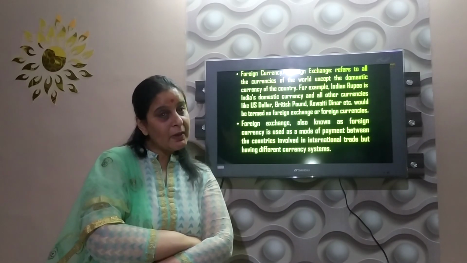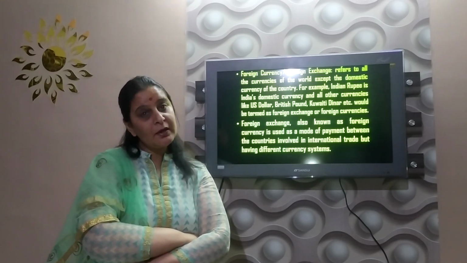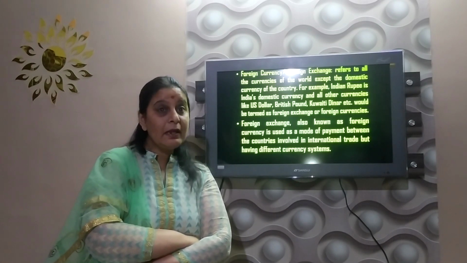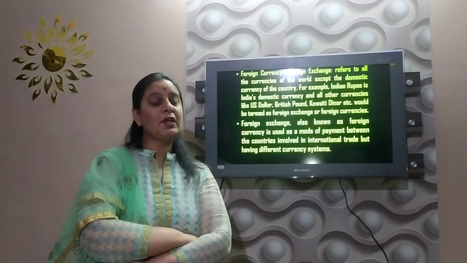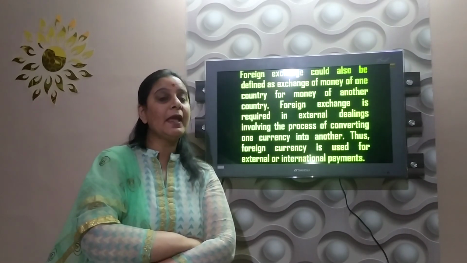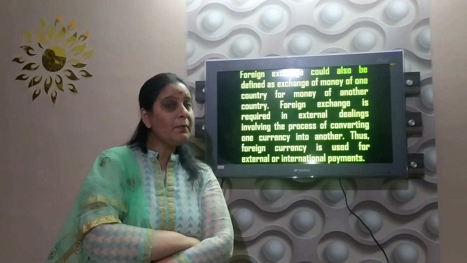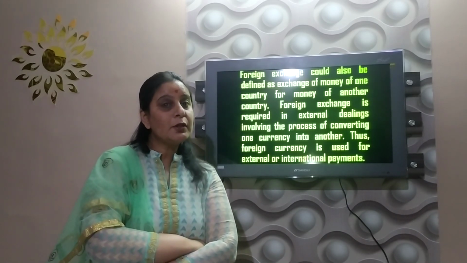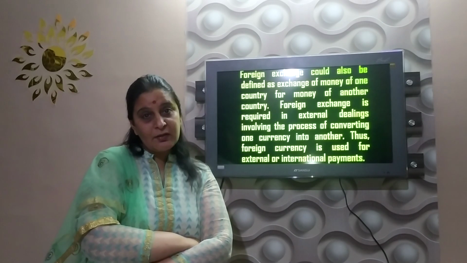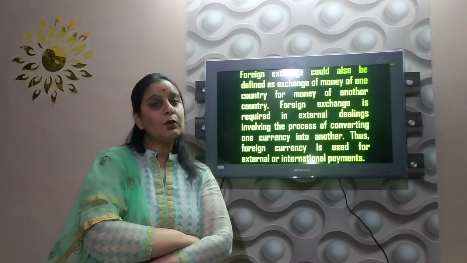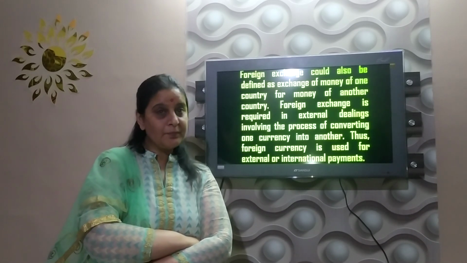So अब flexible exchange rate भी समझ लिया, fixed exchange rate भी समझ लिया. Now let us understand managed floating exchange rate क्या है. Managed floating exchange rate एक hybrid exchange rate system है. इसको हम hybrid system इसलिए बोलते हैं because this system uses flexible exchange rate system as well as fixed exchange rate system to determine the exchange rate.